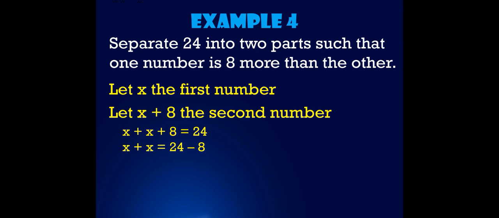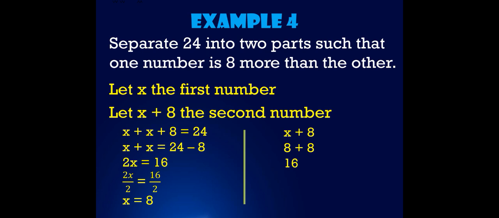So, we have x plus x is equal to 2x, and 24 minus 8 is equal to 16. Again, to cancel out the 2, let's divide both sides by 2. So, we have 2x divided by 2 is equal to x, and 16 divided by 2 is equal to 8. So, our first number is 8. How about our second number? Our second number is equal to x plus 8, which is 8 plus 8. So, it will give us 16.